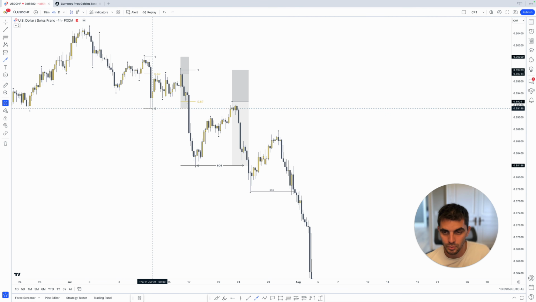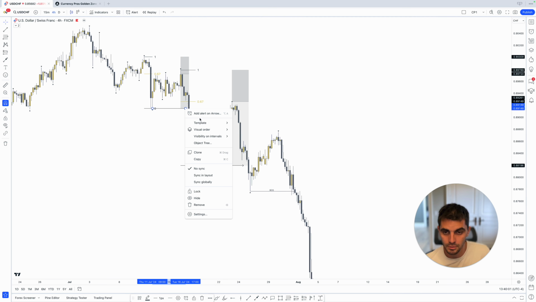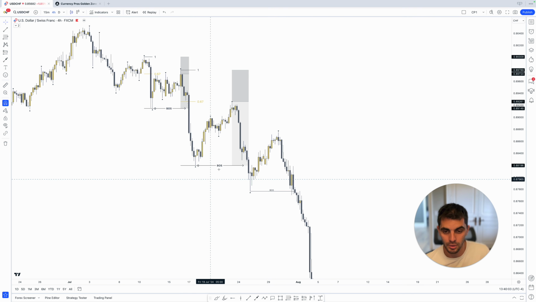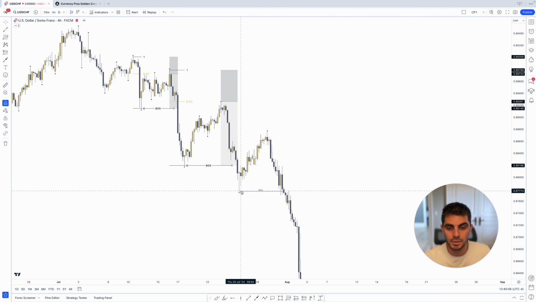Our first one was way back here. Very clear break of structure to the downside. We saw another one right after that. And then what happens here? Well, the Currency Pros indicator is showing it. We have another break of structure right here, okay?